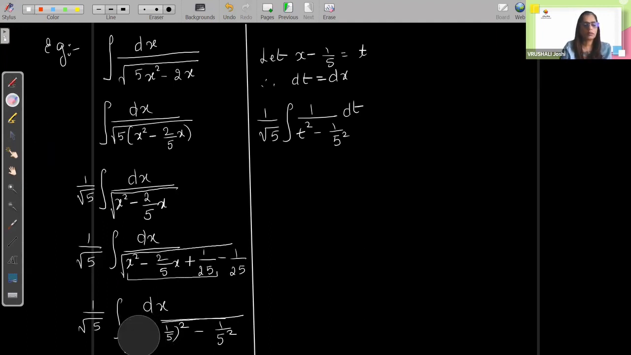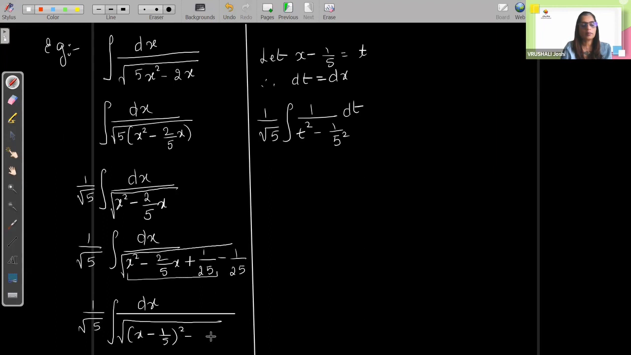I have to write this, one second. I many times forget the root, which is something not good. dx, and then you write like this, and then you have the root, and you have x minus 1/5 the whole square minus 1/5 the whole square. Similarly here also we have to put the root there. So this is going to be root.